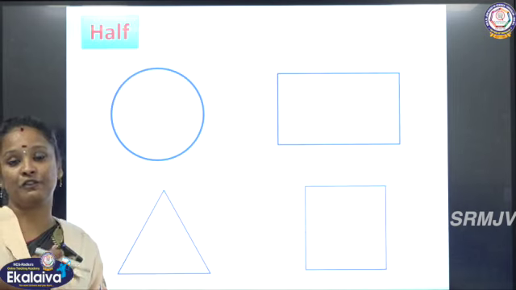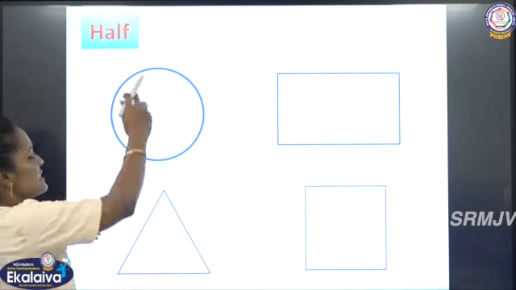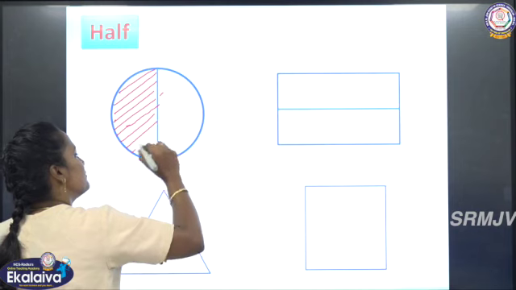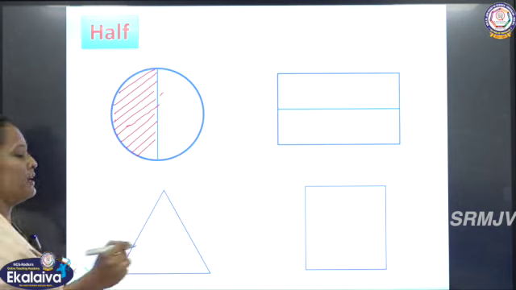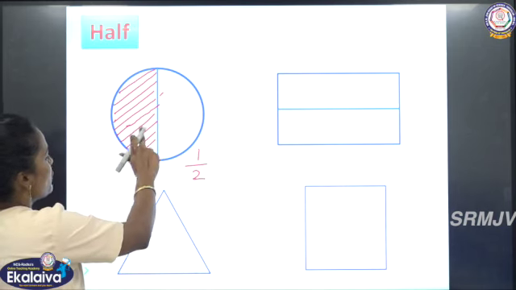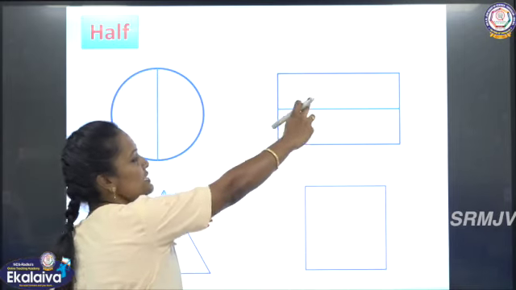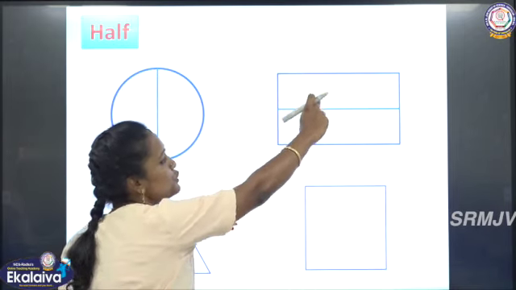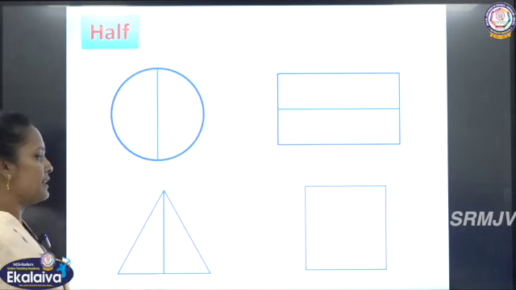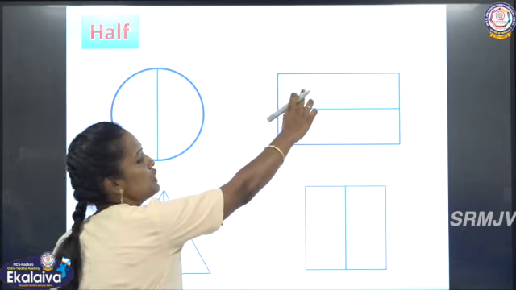Here I am going to give a few examples of half. When a circle is divided into 2 equal parts, we shade one part, and it is written as 1 by 2, because we have taken 2 equal parts and shaded 1. Next, the triangle is also divided into 2 equal parts. So the total number of parts is 2.